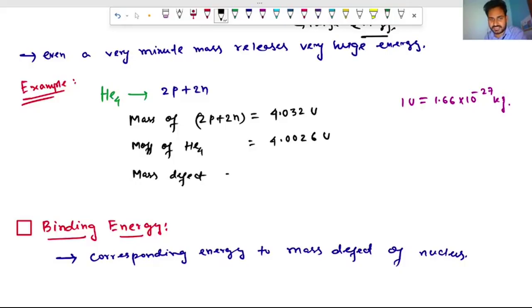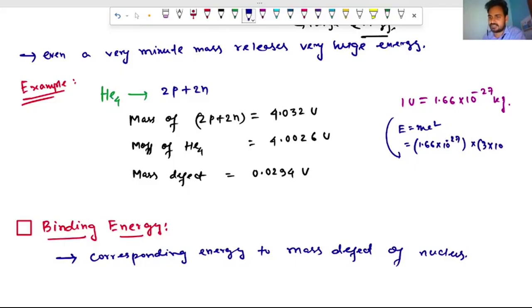Corresponding mass defect is equal to 0.0294 U. According to Einstein's mass-energy relation, what is the corresponding energy of 1 U? There is an energy corresponding to every mass. So what is the energy corresponding to 1 U? If we write 1.66 × 10^-27 kg and c squared, that is (3 × 10^8) squared, we will get 931 mega electron volt.